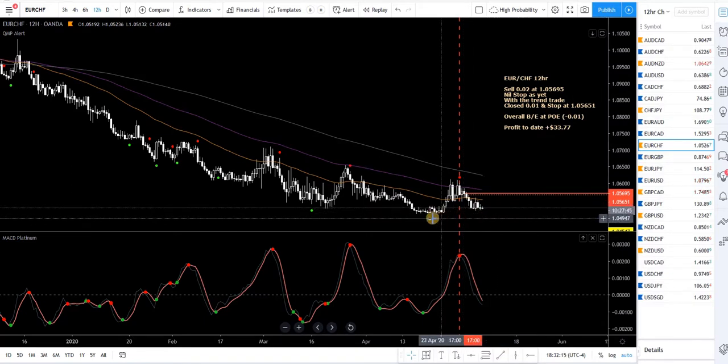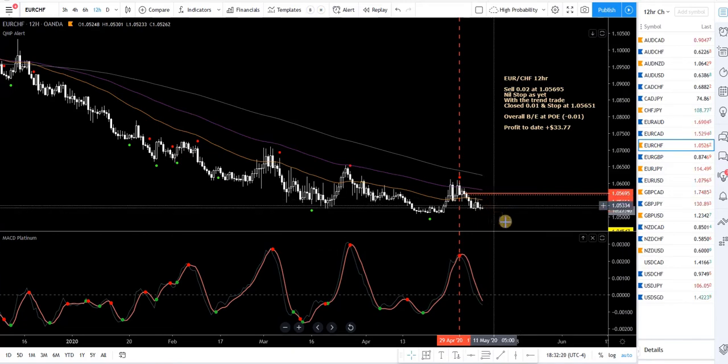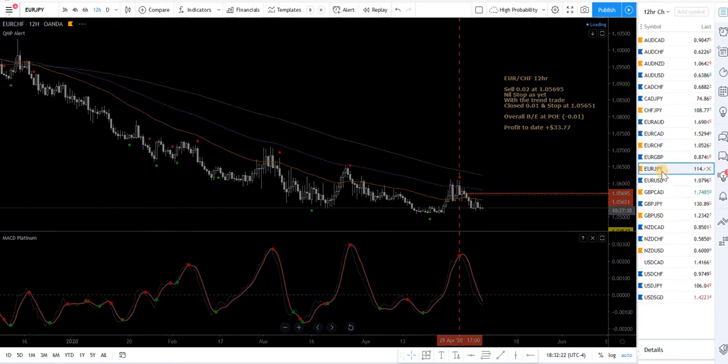So ideally, I want to see it break this low here. So at the moment, we can't lose. We're going to stop in place. So it's the Euro Swiss, just closed half.